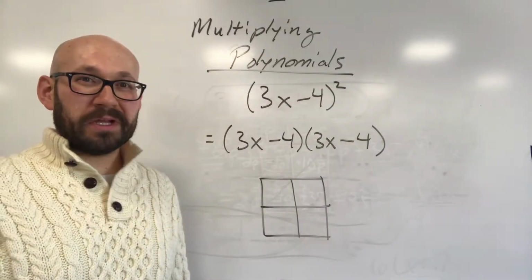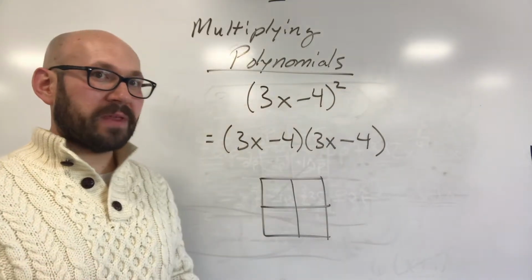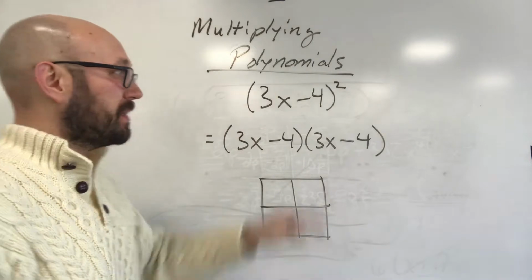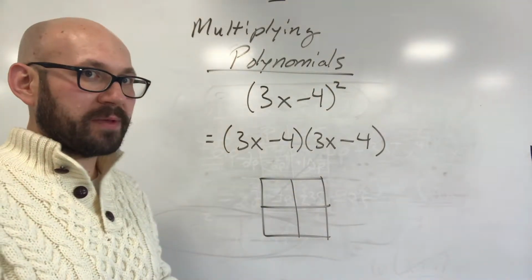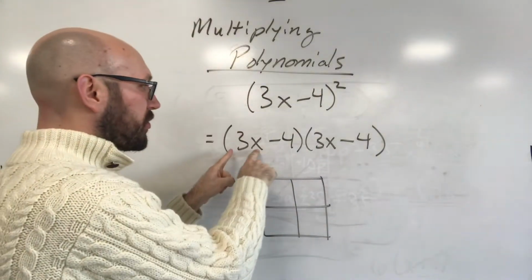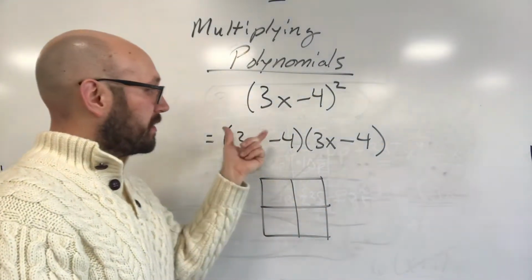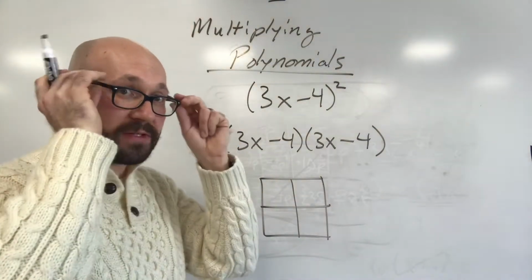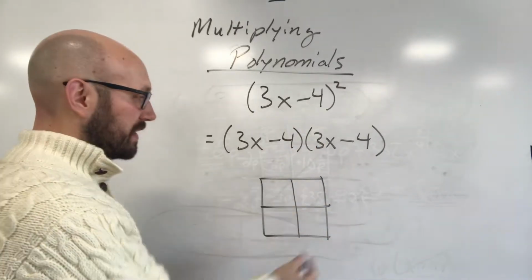And the next example we're going to look at is what if we have a binomial with a power of 2? So we have to remember that that power of 2 means I multiply that term by itself. So when I encounter this power of 2 outside the parentheses, I need to rewrite the problem so I remember that it's actually 3x minus 4 times 3x minus 4. The way we multiply that is either I do my fancy distribution, making sure that every term gets multiplied by all the other terms, or I can use this box method to organize my thoughts.